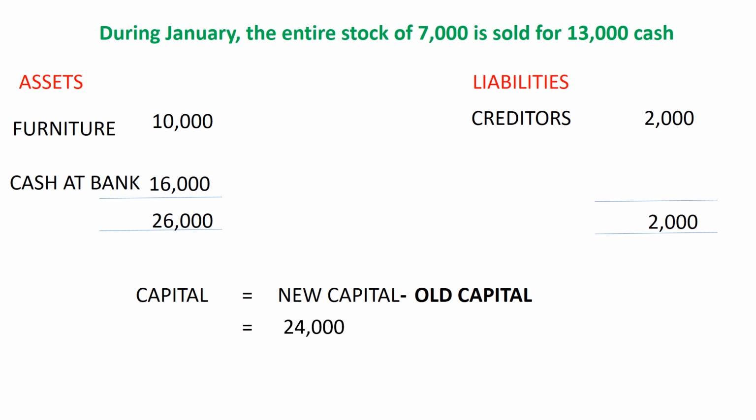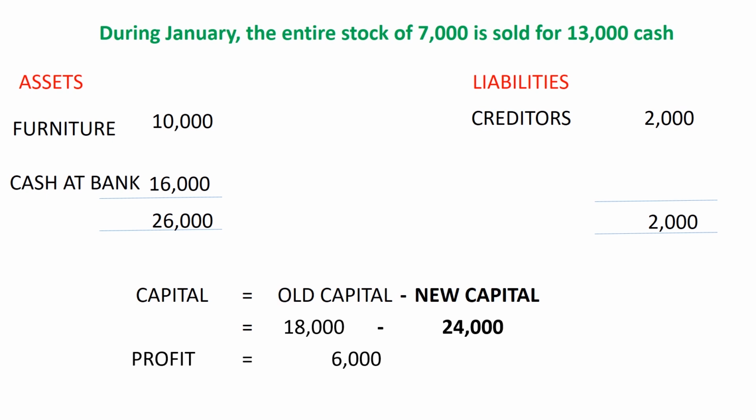And where does that 6,000 come from? That 6,000 is coming from the profit that we made when we sold the stock. So what does that make us conclude? That definitely makes us conclude that profits increase capital. In other words, if you want to calculate your new value of capital, you would simply get the old capital and add the profit.